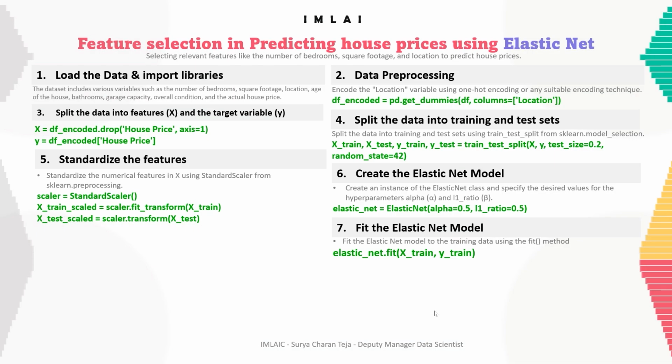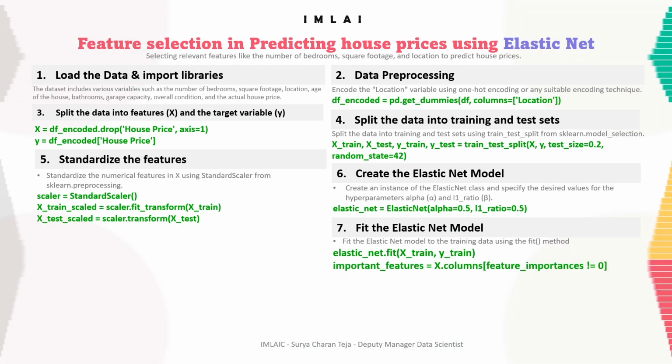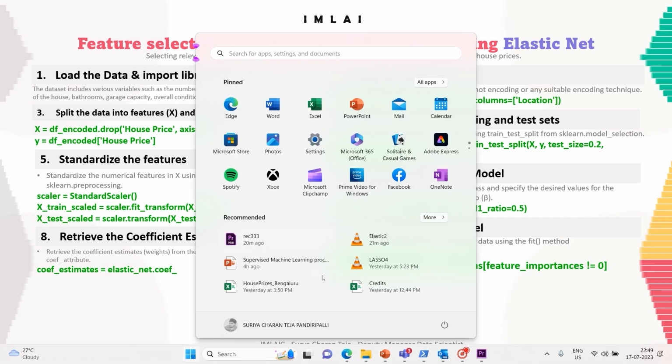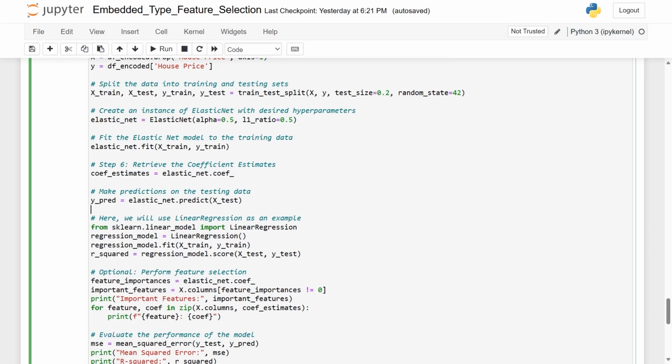Now let's move ahead. After that, if you want, you can get the important features, which is X.columns, and the feature importances should be those where the coefficient is not zero. And now it's time to retrieve the coefficients. So retrieve the coefficient estimates from the fitted elastic net regression model using the coefficient_ attribute, and that's what we'll be doing. So we'll be getting the coefficient estimates directly from the elastic net object, and you have to just call the respective attribute without mentioning any parentheses.